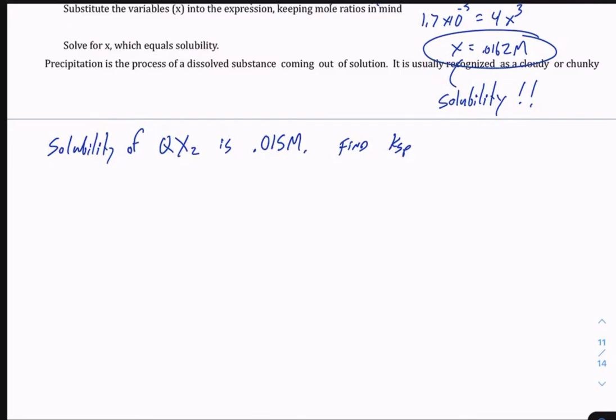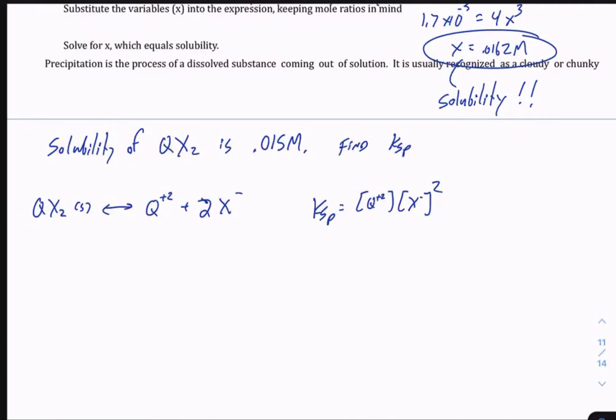Write a dissolving equation. Okay, so QX2 would separate into these ions. What else do I need? The expression. KSP is the concentration of Q times the concentration of X, and that will be squared. So in order to find KSP, I need to find those concentrations.